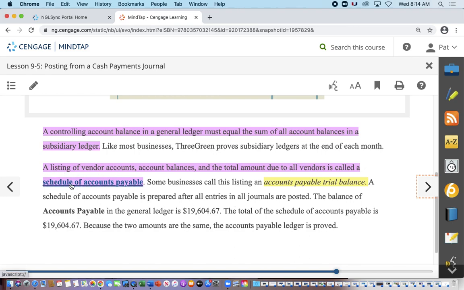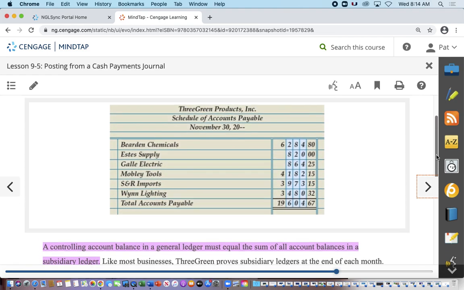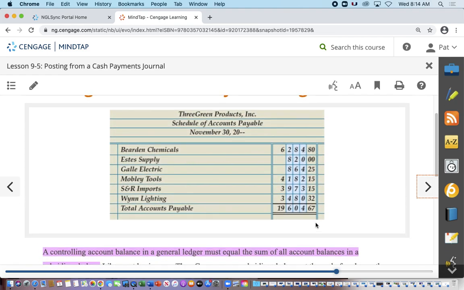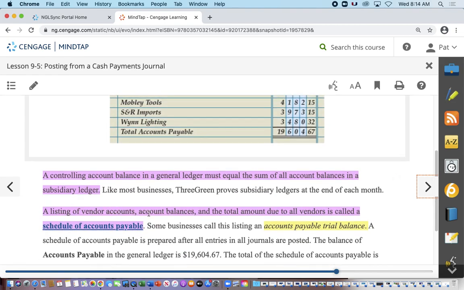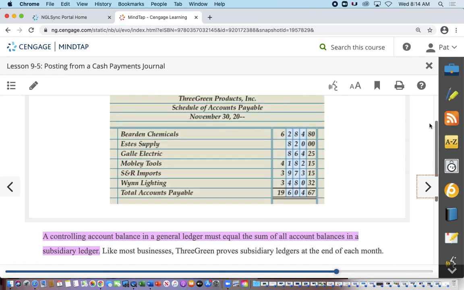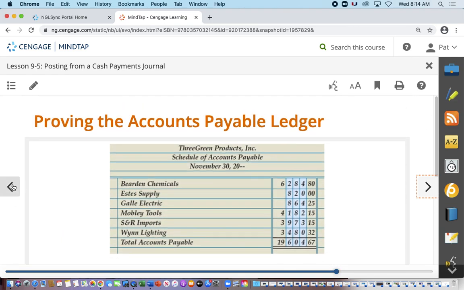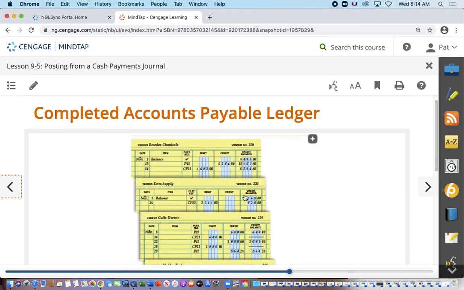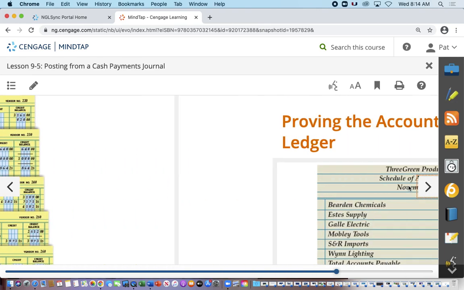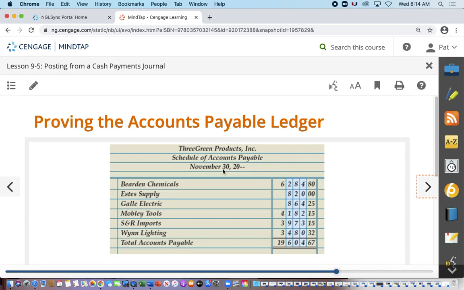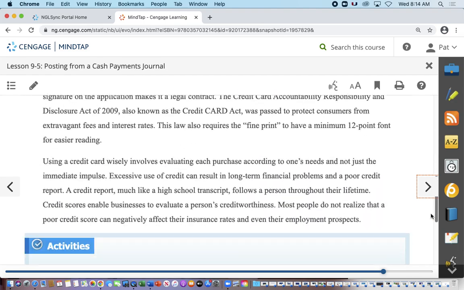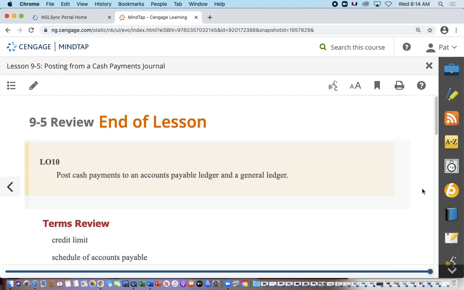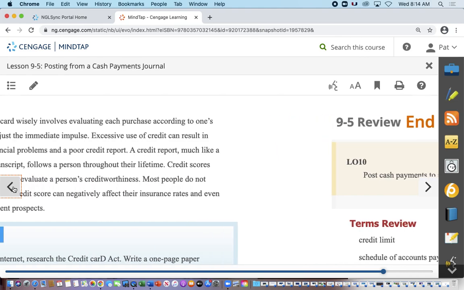The official definition of schedule of accounts payable is here, where it's just telling you it's a listing of all the vendors and their account balances. So a list of vendor account balances and the total amount owed. So once you get done posting, you'll put all these totals in the ledger onto a form. It'll be who, what, when, and you just list them out. And that should be it. That's all 9.5 is.